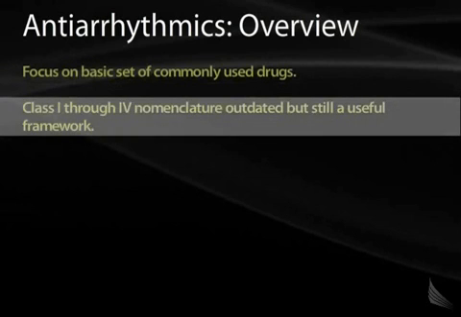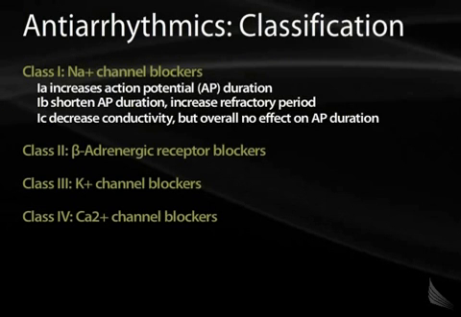Antiarrhythmics are classified according to class 1 through 4 nomenclature. This system is outdated, however, it's still a useful framework because it helps to remember which method the chemical uses to prevent arrhythmias in the heart. Antiarrhythmics are classified based on the type of channel that they block or the receptor that they block.